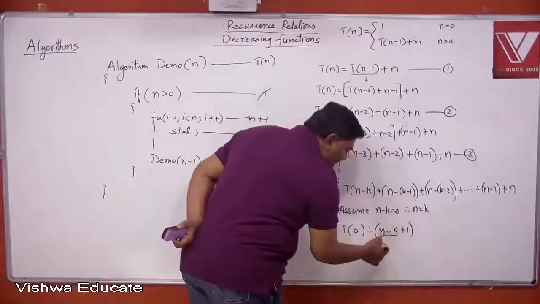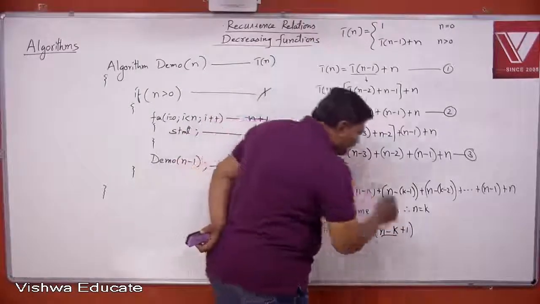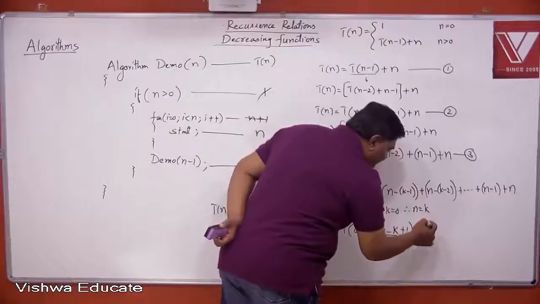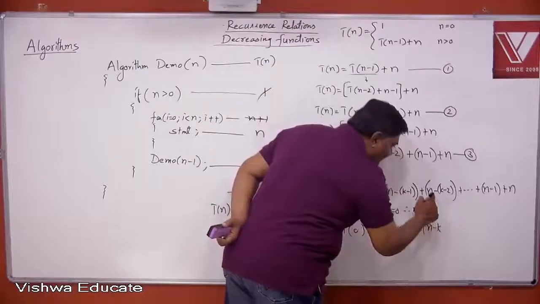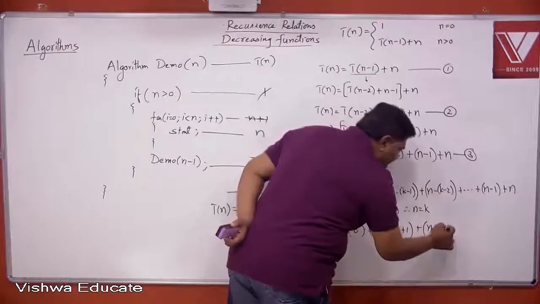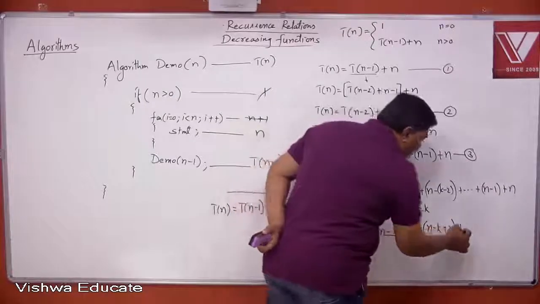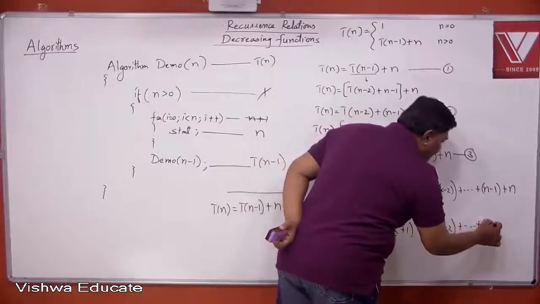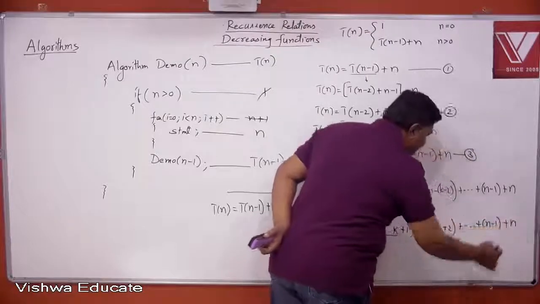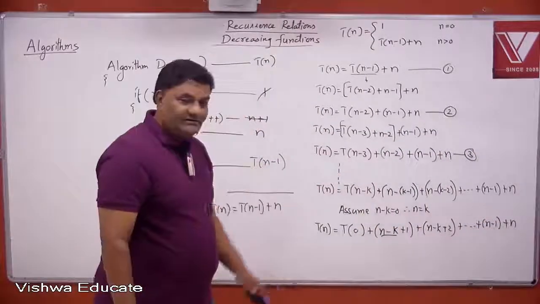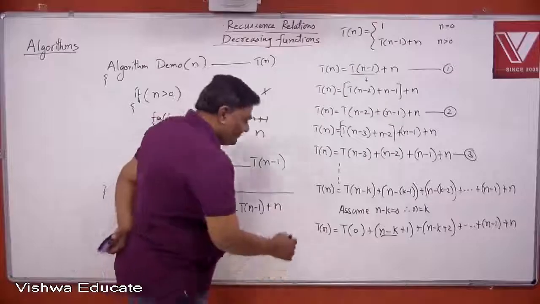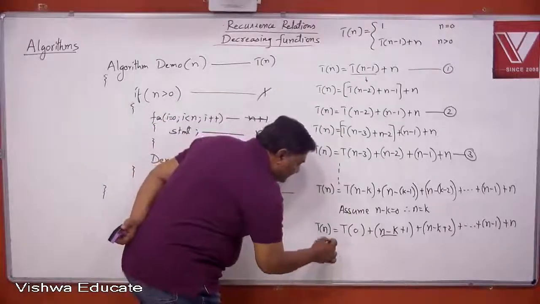So, how much is this? 0. n minus k is 0. Then let us open this one. So, it is n minus k, minus into minus plus 2. Then plus it goes on to n minus 1 plus n. Right? This is expanded.